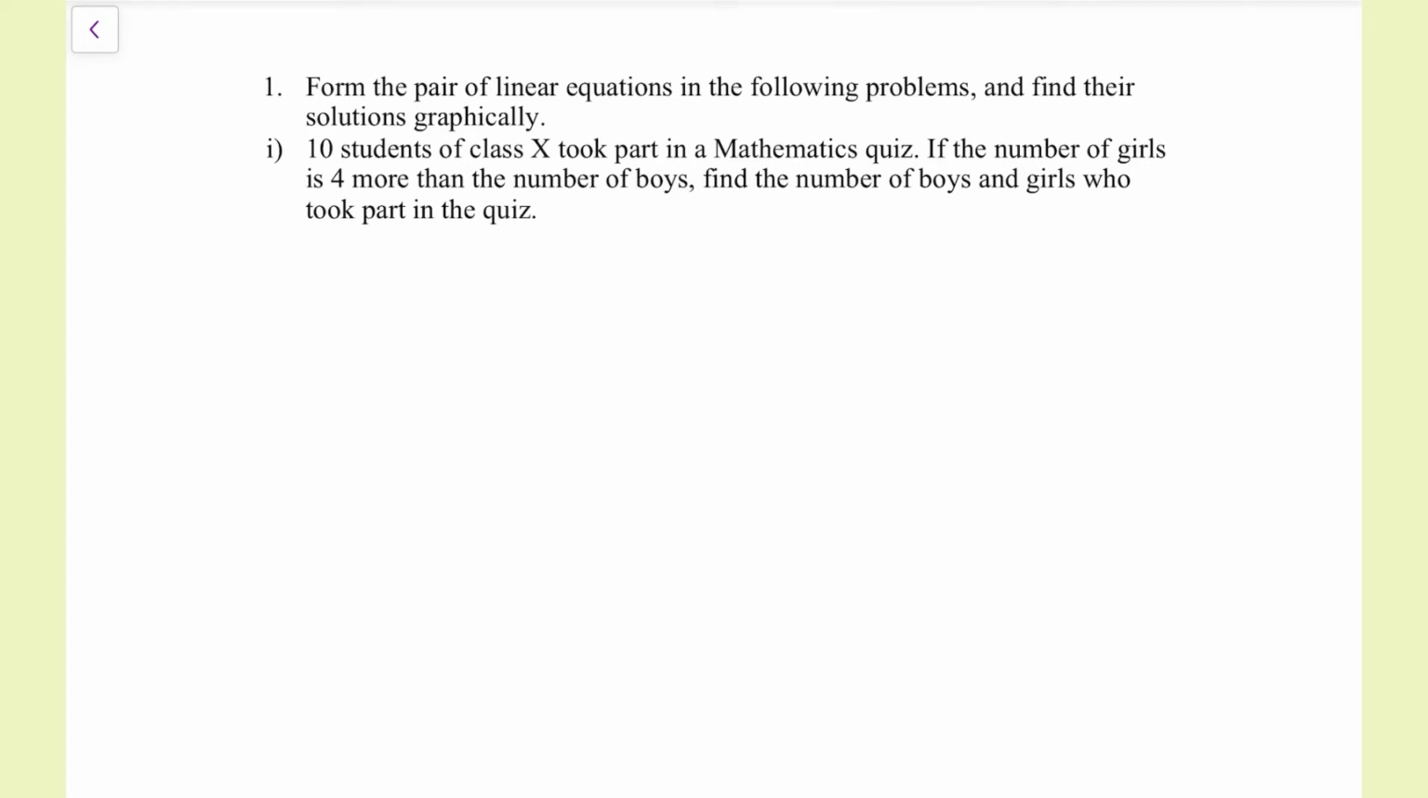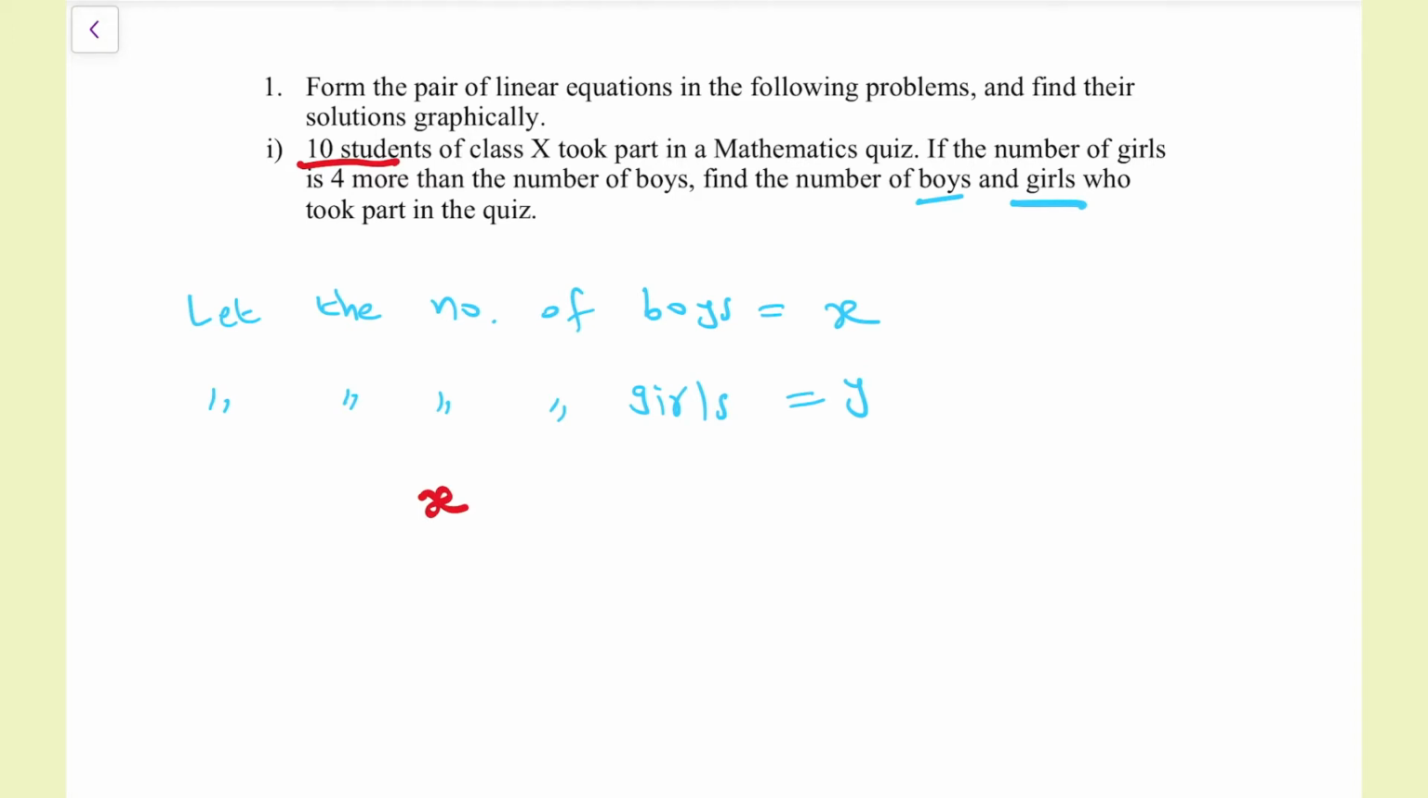So according to this one, some boys are there, some girls are there, and we don't know how many are there. So let the number of boys, I am taking as X. Let the number of girls be Y. Now according to the first one, total 10 students are there, right? So the number of boys plus the number of girls is equal to 10 students. Boys we took as X and girls we took as Y. So X plus Y equals 10. This is equation number 1.